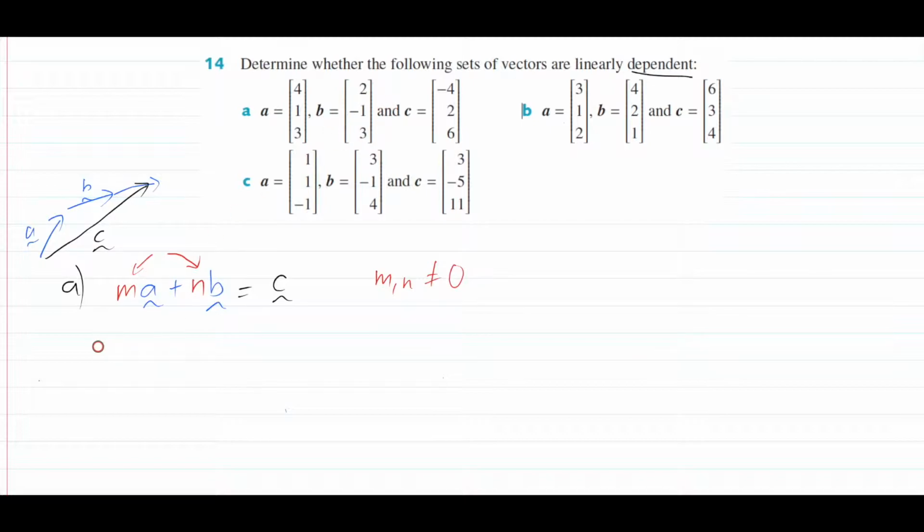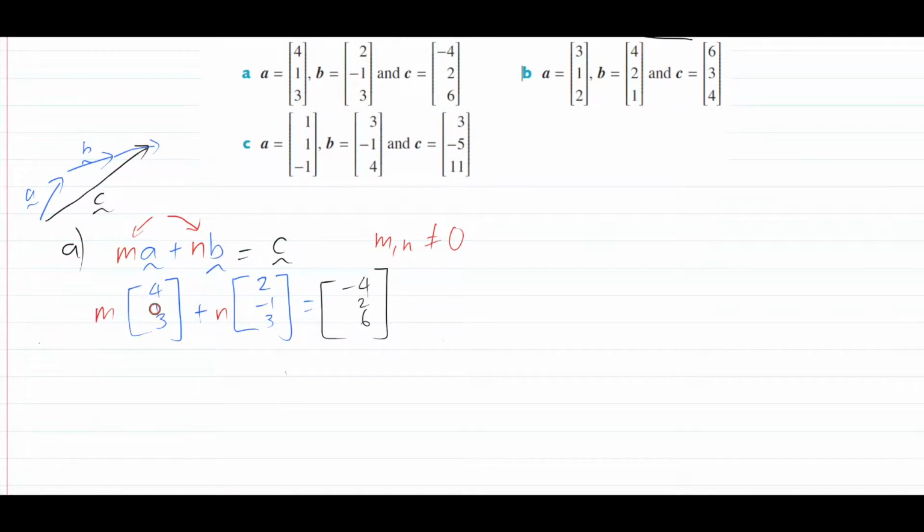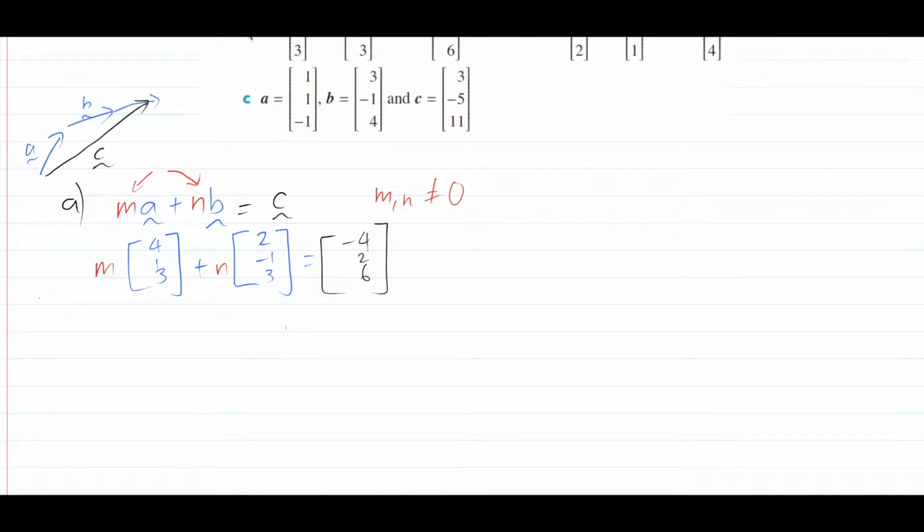In this case, we've got m times (4, 1, 3), and then plus n times (2, -1, 3). m and n are just introduced; you can use any letter except a, b and c, just so it's not confusing. And if you manage to get vector c, (-4, 2, 6), don't transform that, just (-4, 2, 6) right there. If you can get vector c from some combination of a and b, then these 3 are linearly dependent. So of course, adding matrices, that's just 4 times m plus 2 times n.